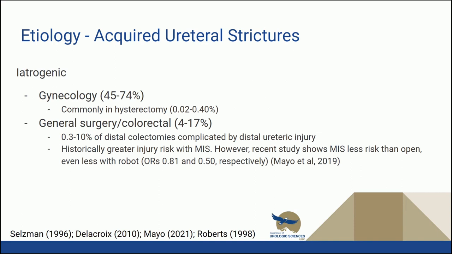Historically, in the early days of MIS, there was discussion about greater injury risk with MIS surgeries, given that you lose the tactile feel. But more recent studies have shown that MIS, with surgical skills improving as well as the advancement of technology, is likely attributable for the reduced risk of MIS compared to open. And there's even less risk now with robotic surgeries in play, due to some of the technologies that we'll talk about later, with odds ratios down to even 0.5% with robotic surgery.